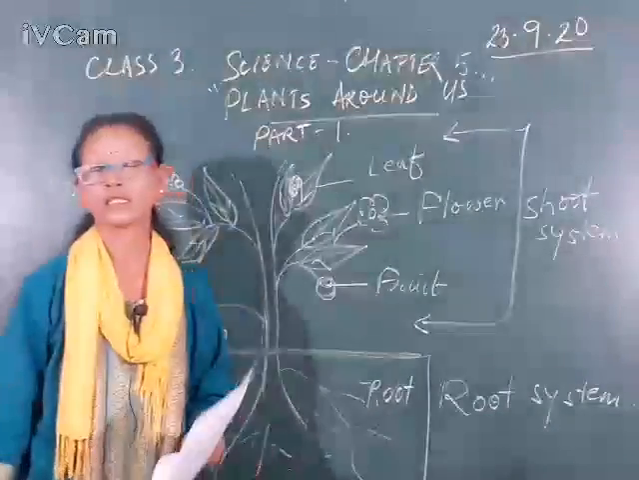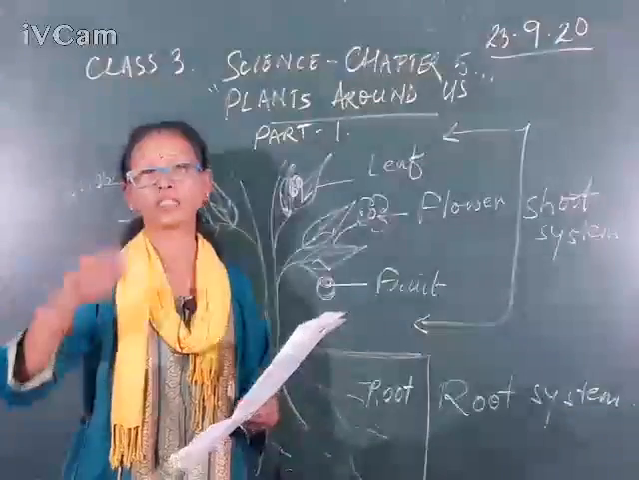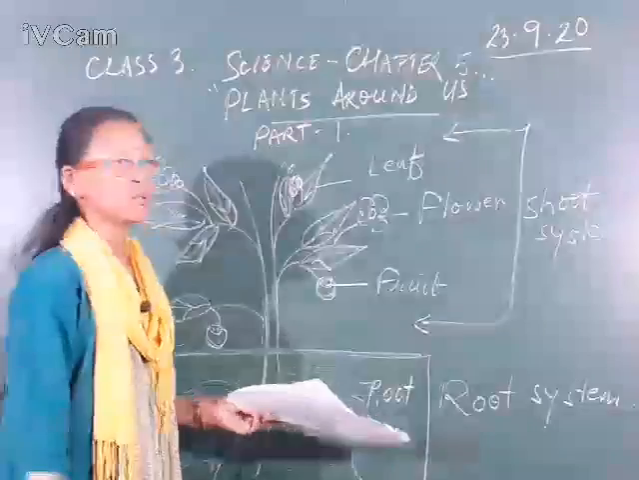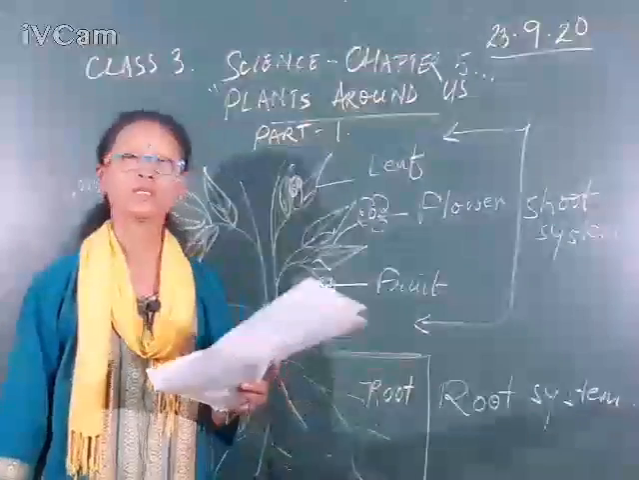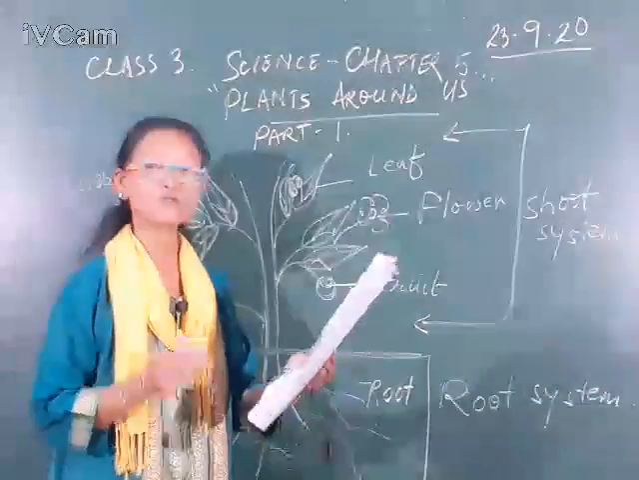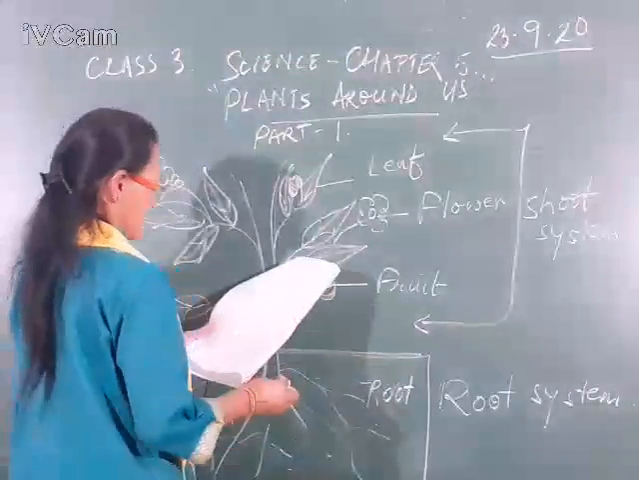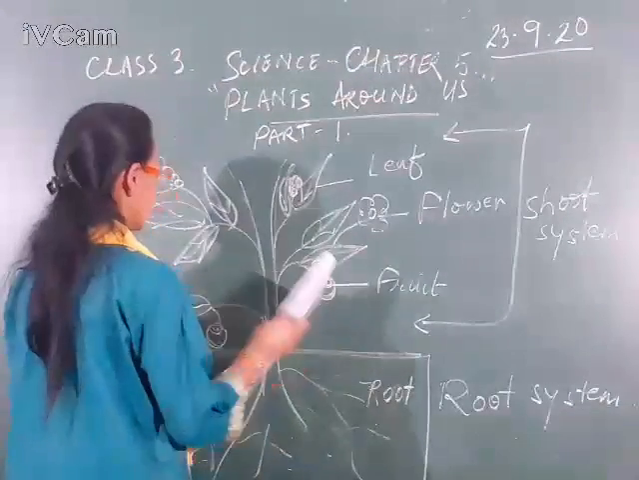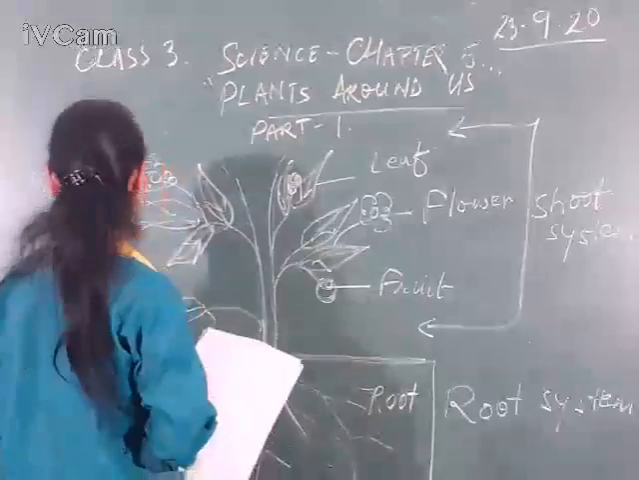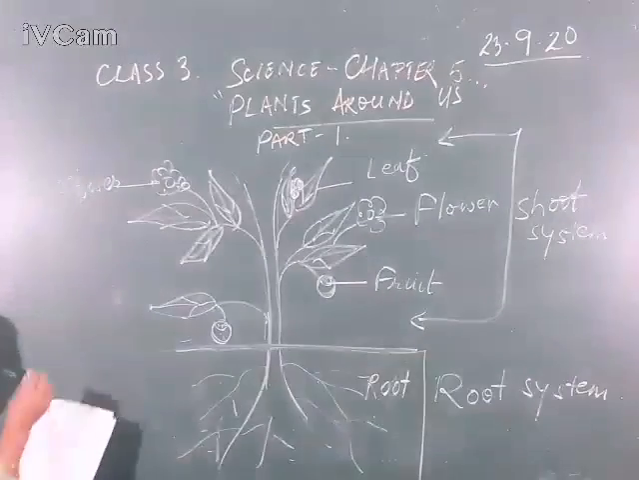The root is hidden under the soil. Until and unless we pluck it out, we are not able to see the root. Now, the roots are of two types. Let me explain the root also. Now, one is taproot, the other one is fibrous root. I am not getting the place to draw.